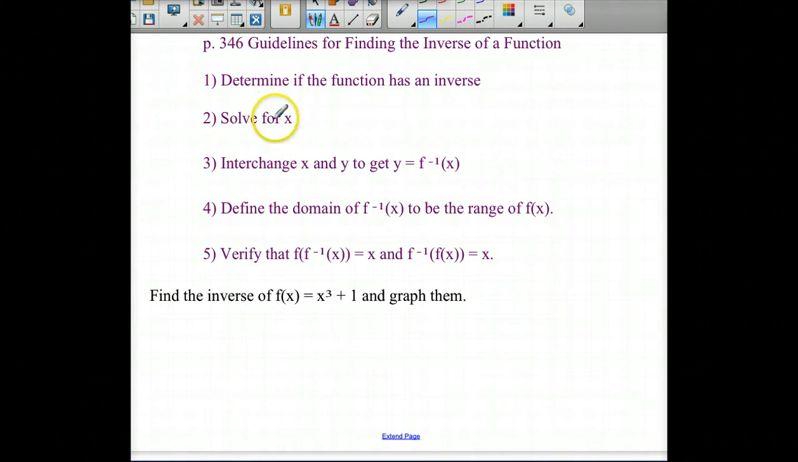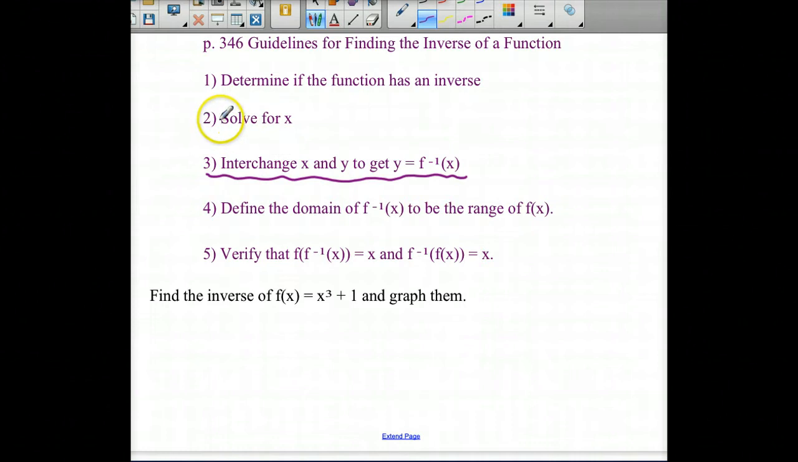On page 346, there are some guidelines for finding the inverse of a function. Again, this should be review for you. Determine if the function has an inverse. That's the new thing. Solve for x. Switch x and y. Define the domain of the inverse to be the range of f. And then verify. So this is the step where you come up with the new function.